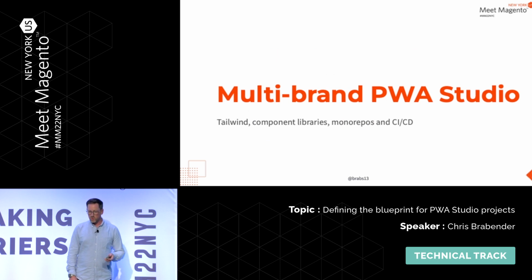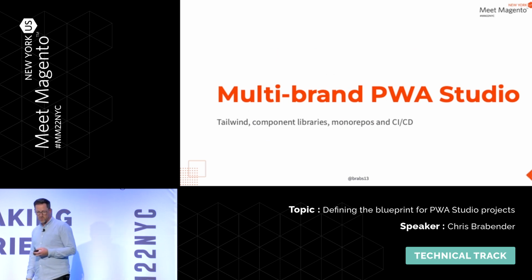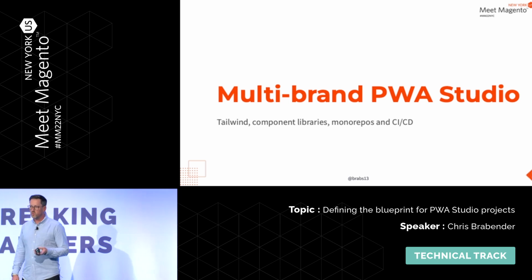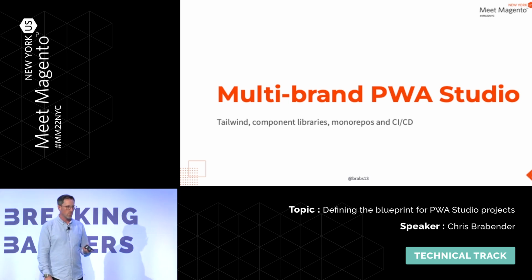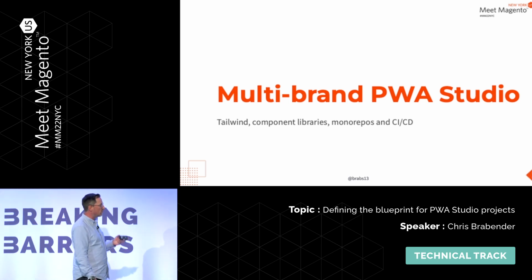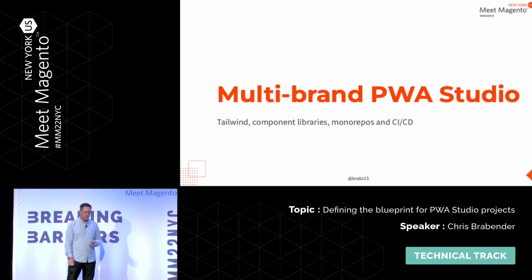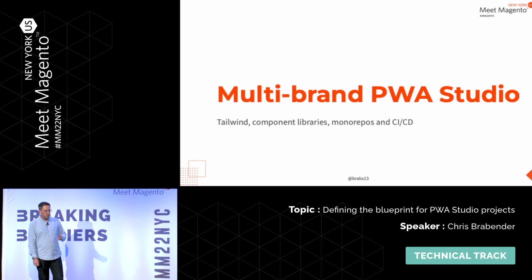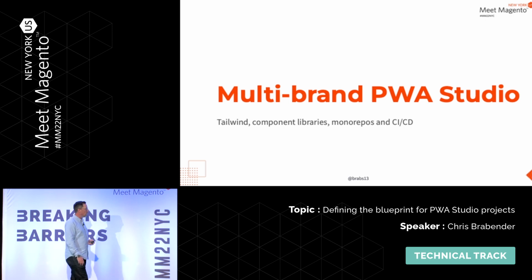The big one I want to talk about today is multi-brand PWA Studio. Not many people are doing this at the minute. We have a couple of projects on the go right now where we're implementing this approach, and I want to answer some questions around this. So one of the good things we have now is Tailwind. Tailwind gives us inheritable themes and styling, which is great. But I also want to talk about component libraries and how we would leverage monorepos and CI/CD to handle this.